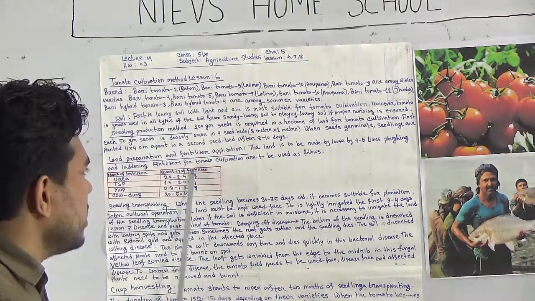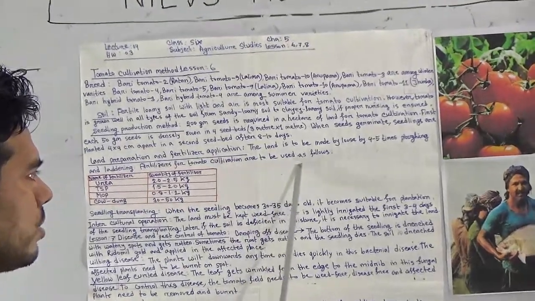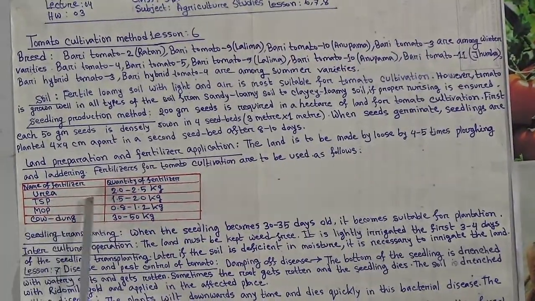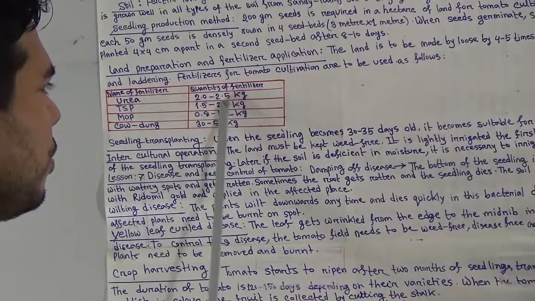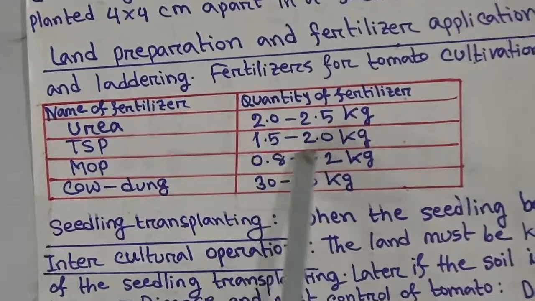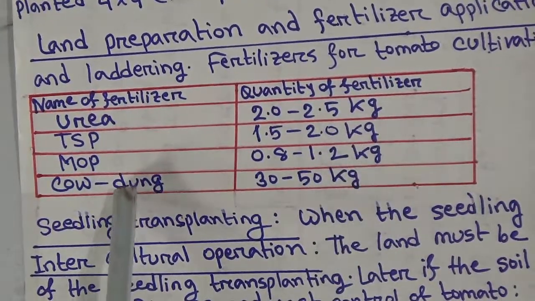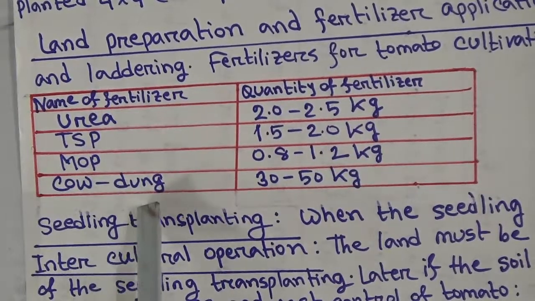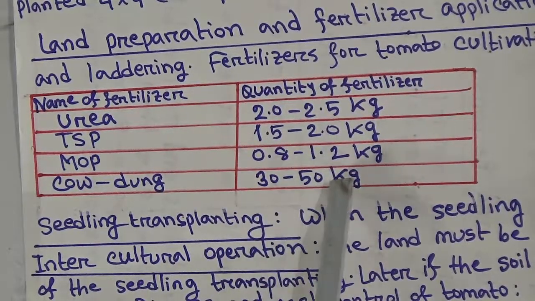Okay. Fertilizers for tomato cultivation are to be used as follows. Name of fertilizer: urea, it can be 2 to 2.5 kg. TSP, you can apply 1.5 to 2 kg. MOP, 0.8 to 1.2 kg. Cow dung, it should be 30 to 50 kg.